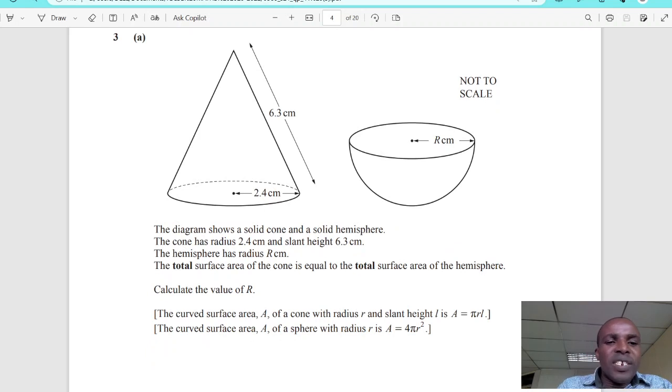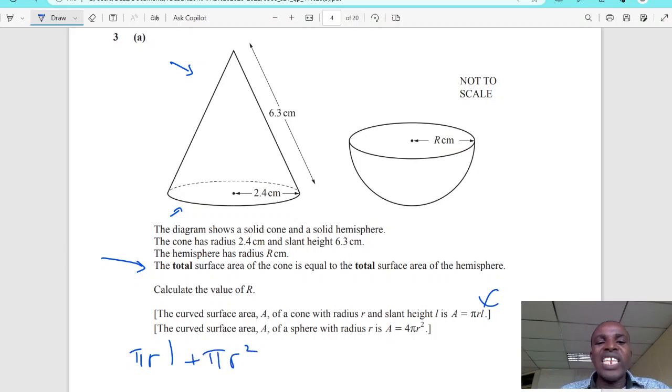From this statement, that's where you're supposed to form an equation. The total surface area of the cone is the curved surface area plus the area of the circle down here. Curved is pi r L, given here. Curved surface area plus the area of a circle, that is pi r squared. The total surface area of the cone is equal to the total surface area of the hemisphere.